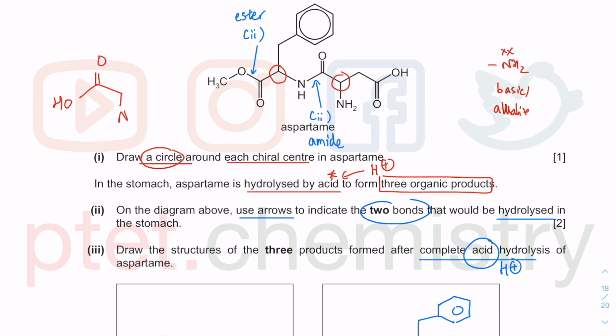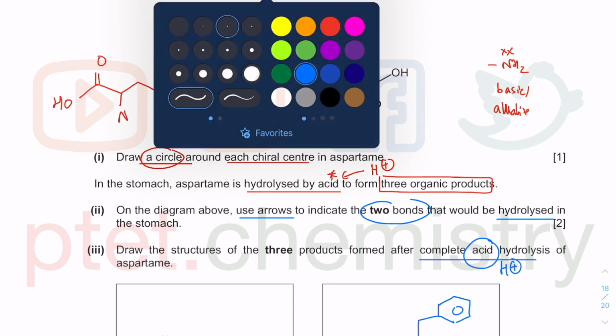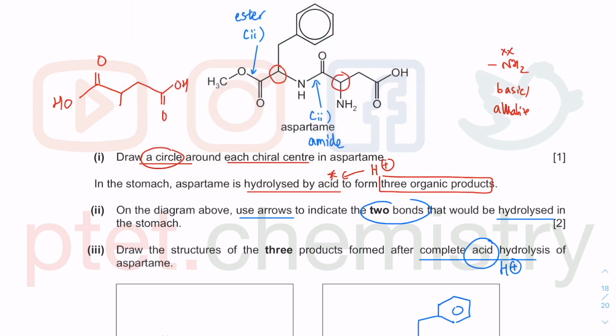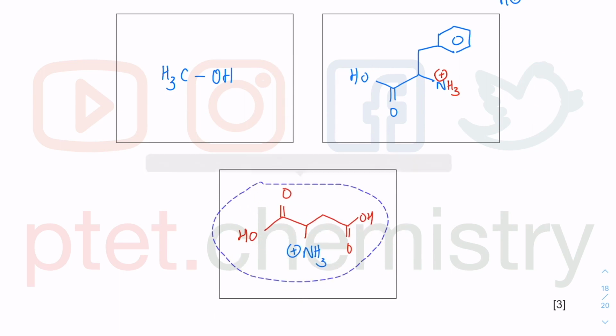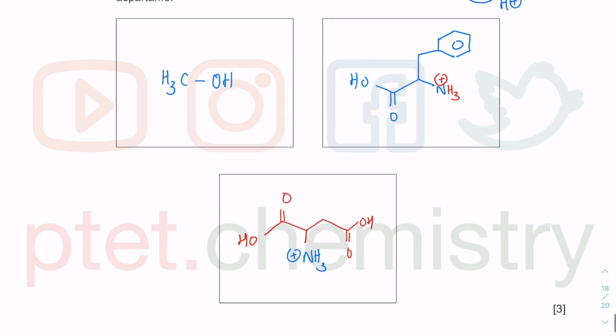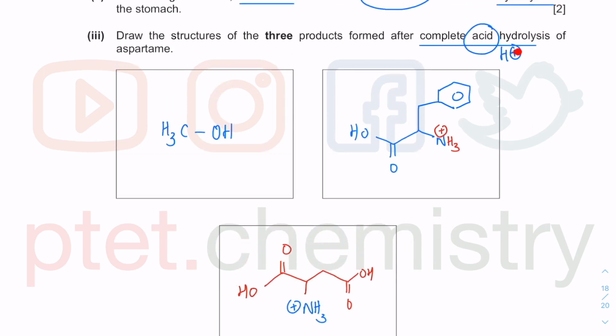So let me just complete the other side first. What am I doing? This is carboxylic acid. So I'm just going to show that the amine is going to protonate. So there's NH3 plus. So that thing is going to protonate as well. And that thing, when you form the amine, is going to protonate like that. So I'm just going to copy paste that onto the space given. And those three are the organic products that we will expect to get after complete acid hydrolysis.